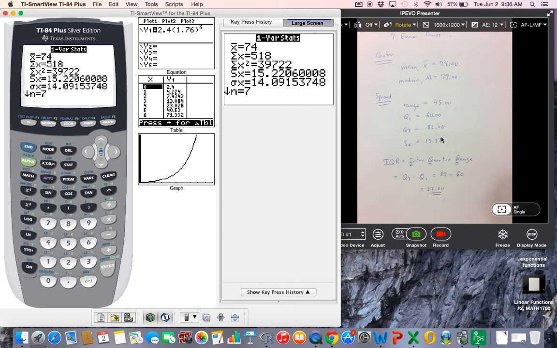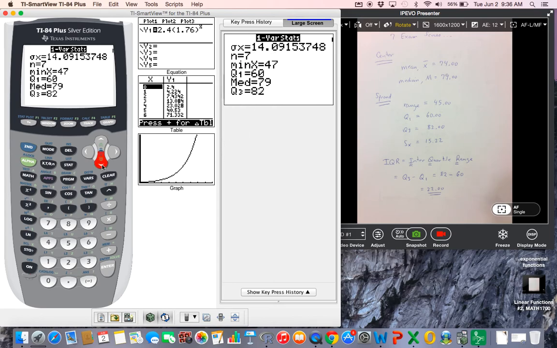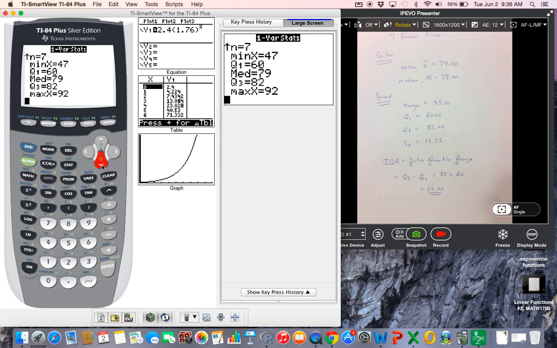Matches up with the answer that we got here. N is 7. That's our sample size. Now this down arrow tells you that there's more stuff down there to see. If I come over here to the down arrow and scroll all the way down, you'll see that it gives us an additional 5 numbers. We call it the 5-number summary, right?